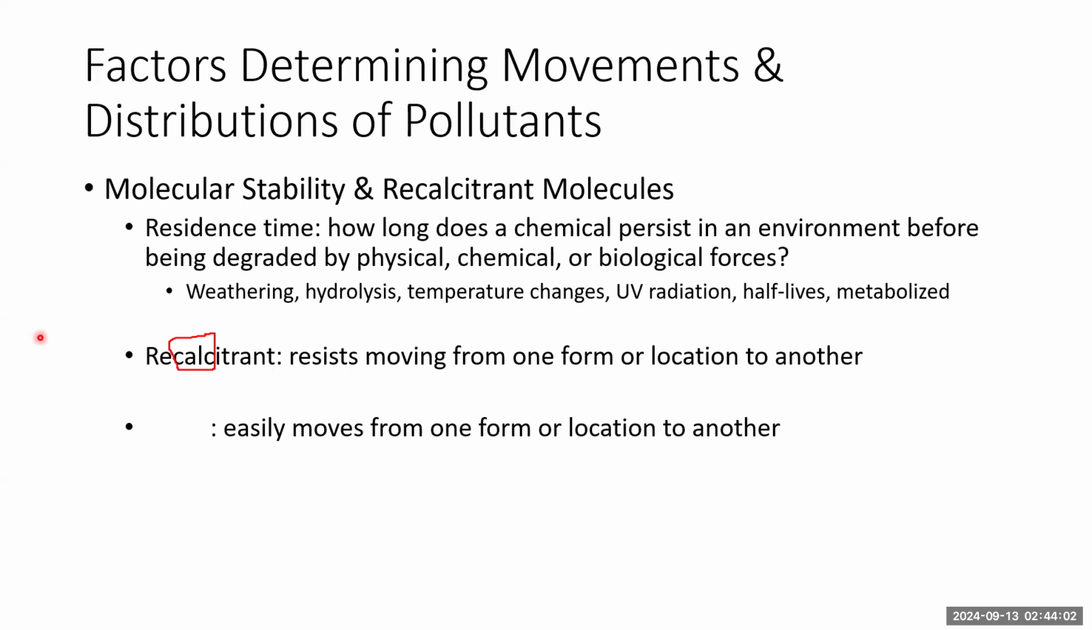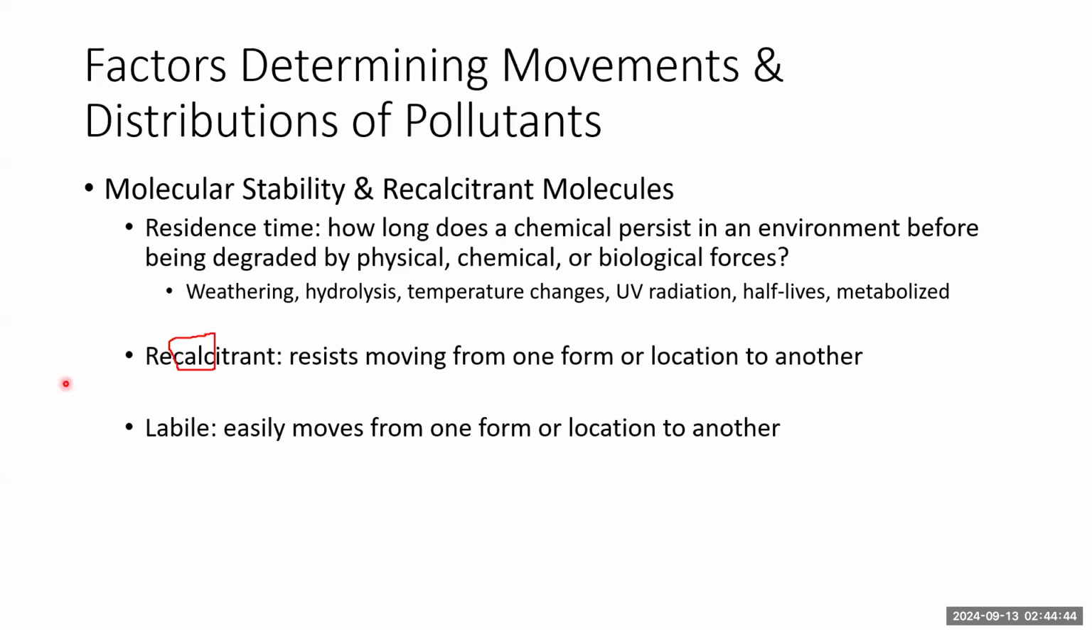The opposite of recalcitrant is a term called labile. Labile has its root in able, right? So it's able to move, it easily moves. And just like labile rolls off the tongue, these substances are going to easily move from one pocket of the environment to another. They will transition from one form to another fairly easily. So we can be concerned with chemical substances being either recalcitrant with a long residence time or labile with a short residence time.